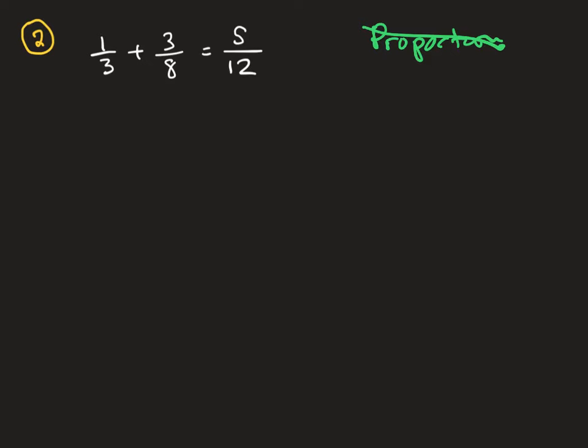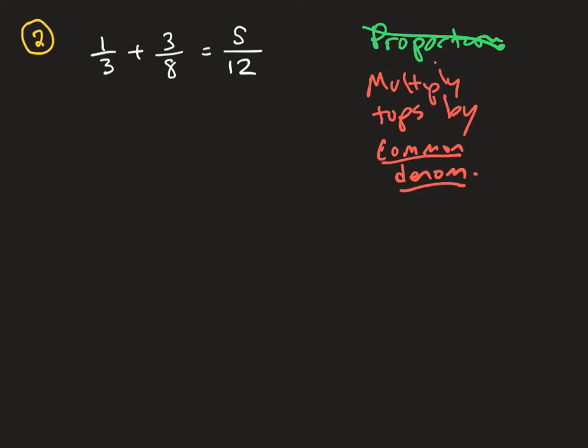Here we've got to multiply the tops, the numerators, by a common denominator. And in some cases, in order to find the common denominator, you can look at the largest denominator, which in this case would be 12, and then make a list of its multiples. All of these denominators, the 3, the 8, and the 12, they don't go into 12, but you could try 24, which would be the next multiple of 12. You could try 36, which would be the next multiple of 12, and then so on.